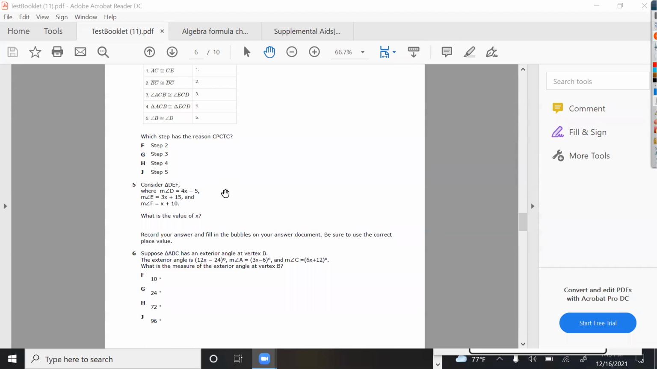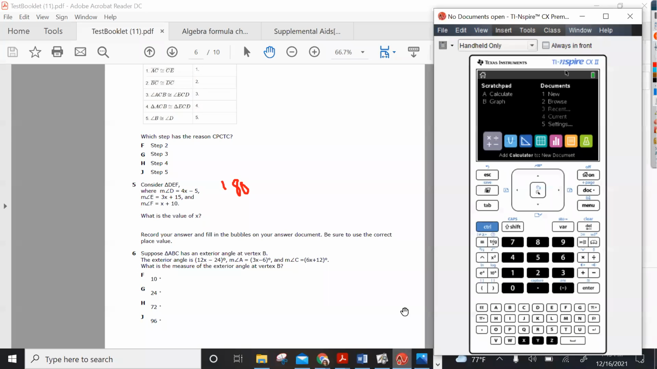Okay. Number 5, consider triangle DEF, where measure of D is 4x minus 5, measure of E is 3x plus 15, and measure F is x plus 10. What is the value of x? This gives us every single measure of a triangle, and we know that triangles equal 180. So we're just going to use system solve to solve this one. It's real simple. Let me go up to my calculator.